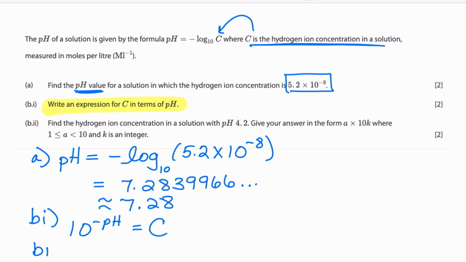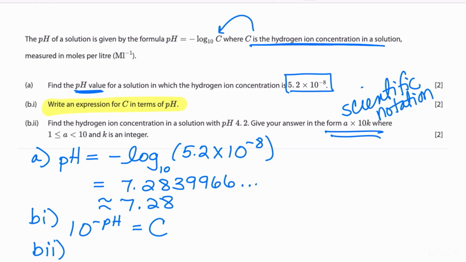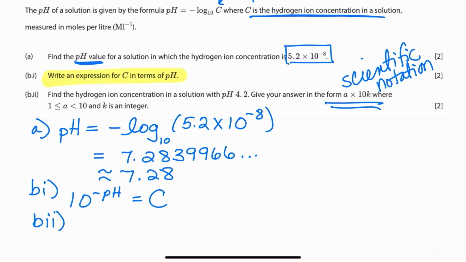Now for part B, part 2, it says find the hydrogen ion concentration, aka the C, in a solution with a pH 4.2. Give your answer in the form A times 10 to the K, where 1 is less than or equal to A less than 10 and K is an integer. That all means that you have to give the answer in scientific notation. Once again, we are going to be substituting. In this case, we know the pH is 4.2, so I'm going to write 4.2 is equal to negative log base 10 of C, which is exactly what I'm looking for.